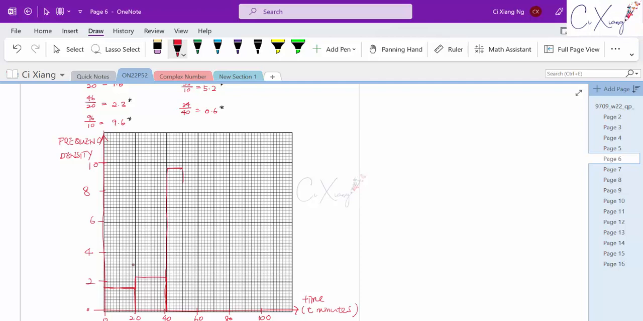Okay, so you can see that the third bar now is slimmer, not so thick like the first two bars. Maybe in your case, you can use a ruler to draw it nicer. And then for the next one, the height will be 5.2, and the width is also 10 units. And the last class here, the width is 40, which is very wide. Then the height is 0.6, which is quite short.